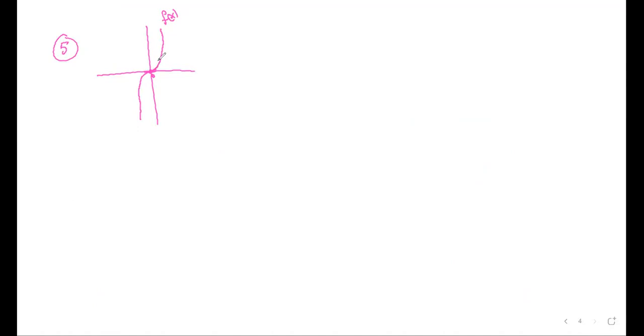The slope of the tangent will be what? A little bit more positive, a little bit more positive. And here, a little bit more positive. And the same, a little bit more positive. Okay. So it will be what?